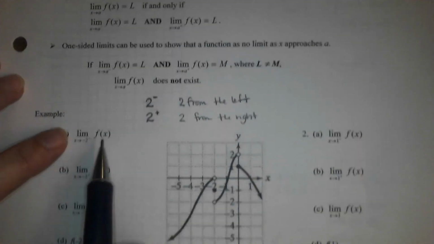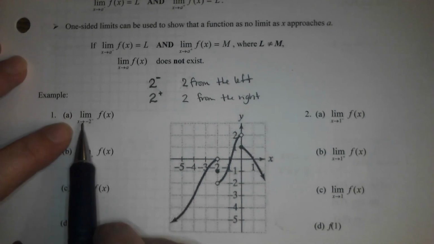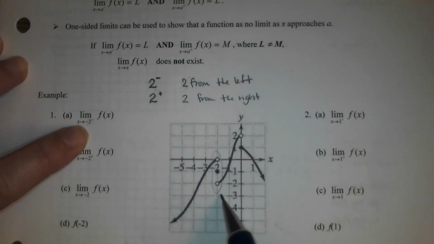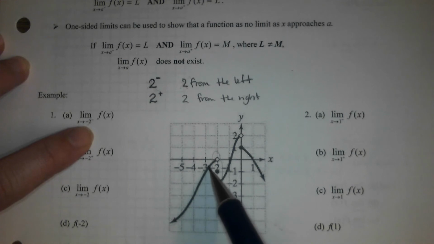So what is the limit of this function as x is approaching -2? So here's -2 from the left. From the left, what's the y value getting closer and closer to? 0. Good, Maya.